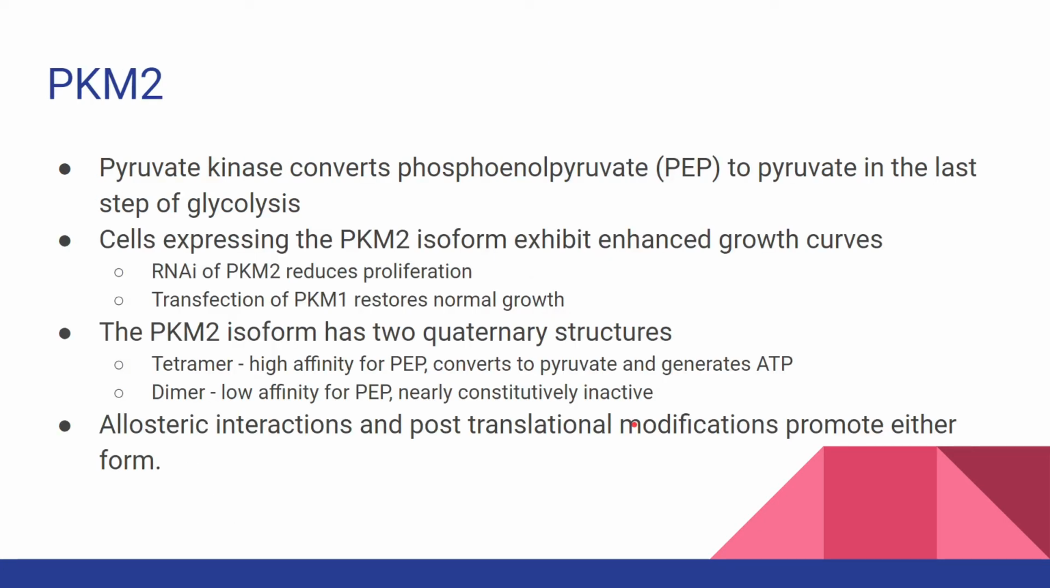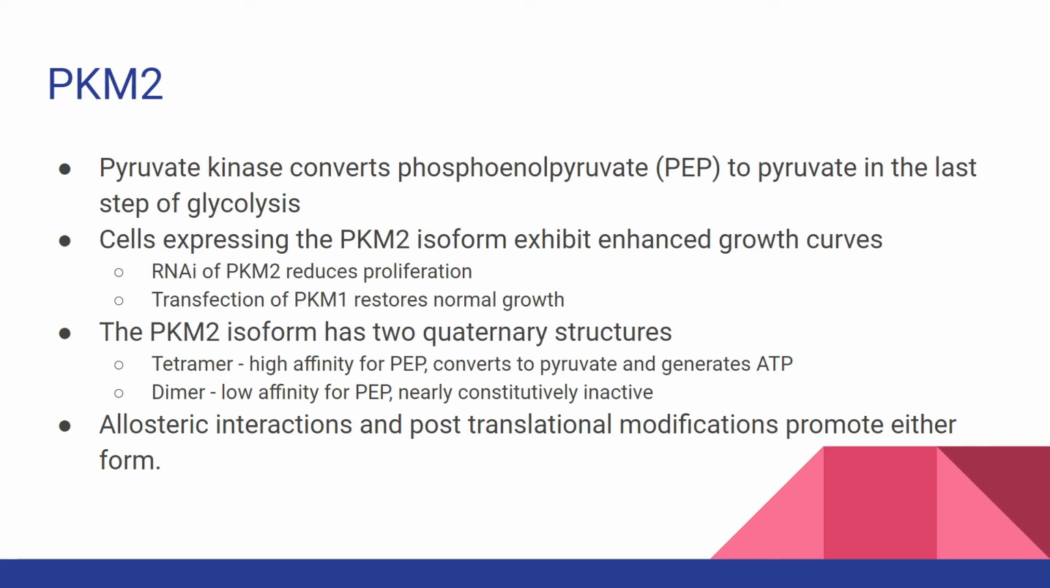Looking at how PKM2 expression affects tumor cells, knocking down PKM2 expression with RNAi reduces cell proliferation, and transfecting a normal PKM1 restores the cell to a normal growth pattern.